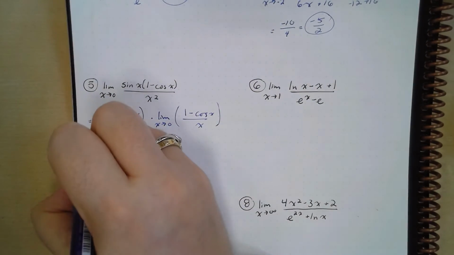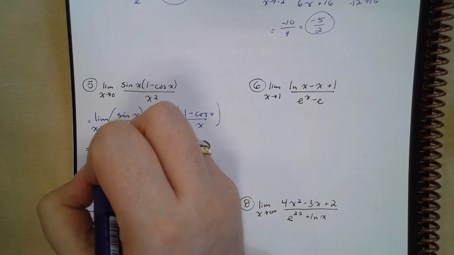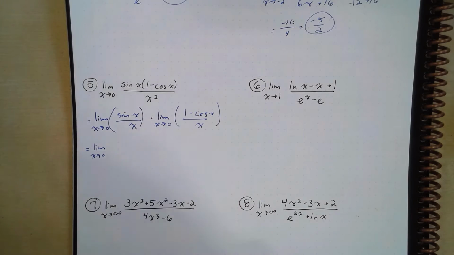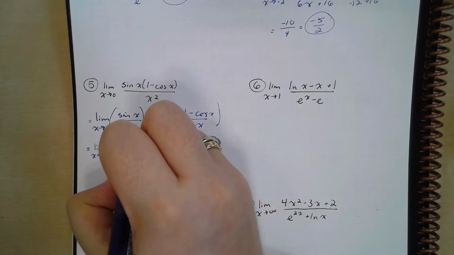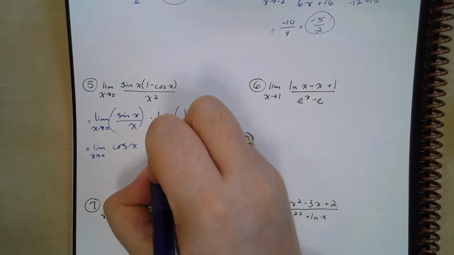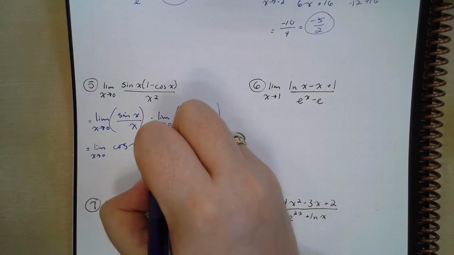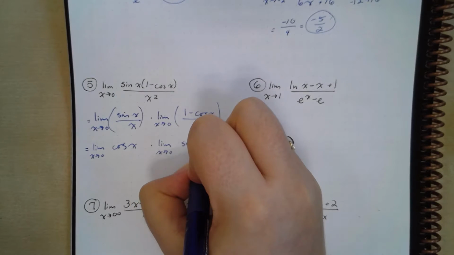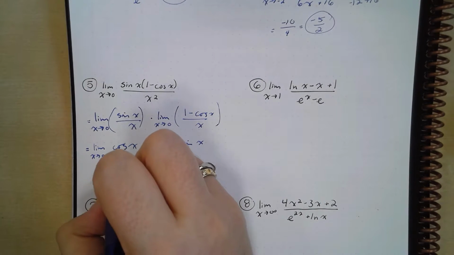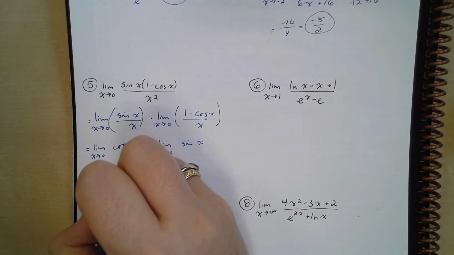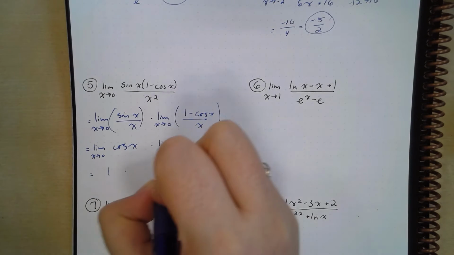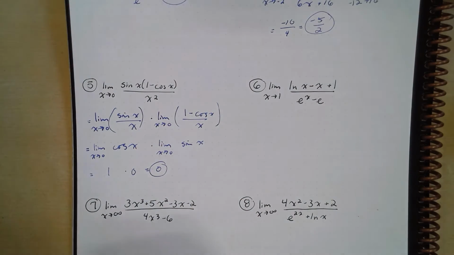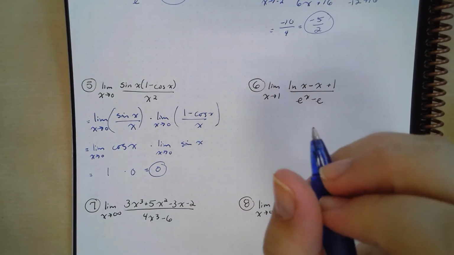Now, I can take our derivative here. The derivative of sine is equal to cosine, so the limit as x approaches 0, we're going to have cosine of x times, the derivative of 1 minus cosine is going to be negative cosine, so just sine of x, right? So the cosine of 0 is equal to 1 times the sine of 0 is equal to 0, which equals 0. Okay? Let's do number 6.